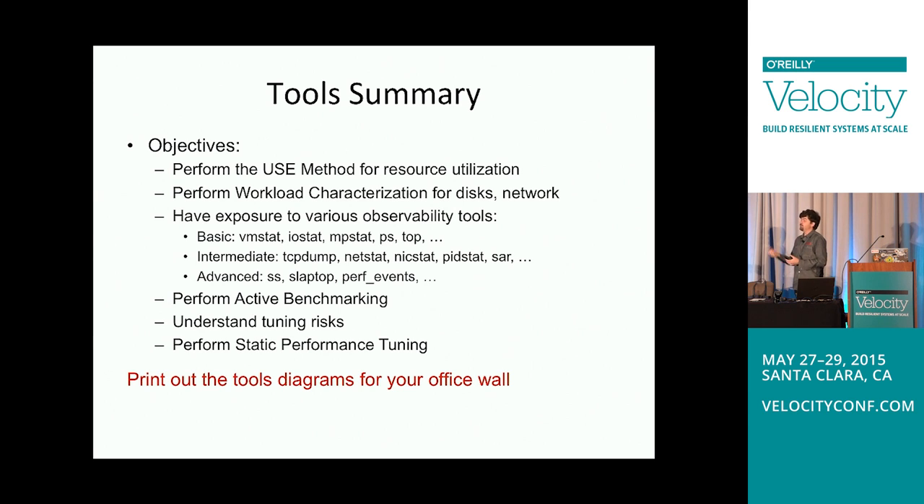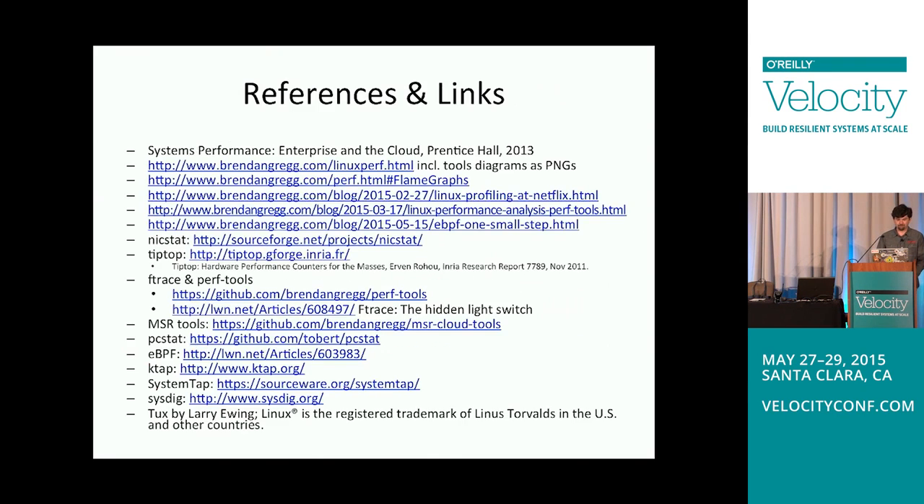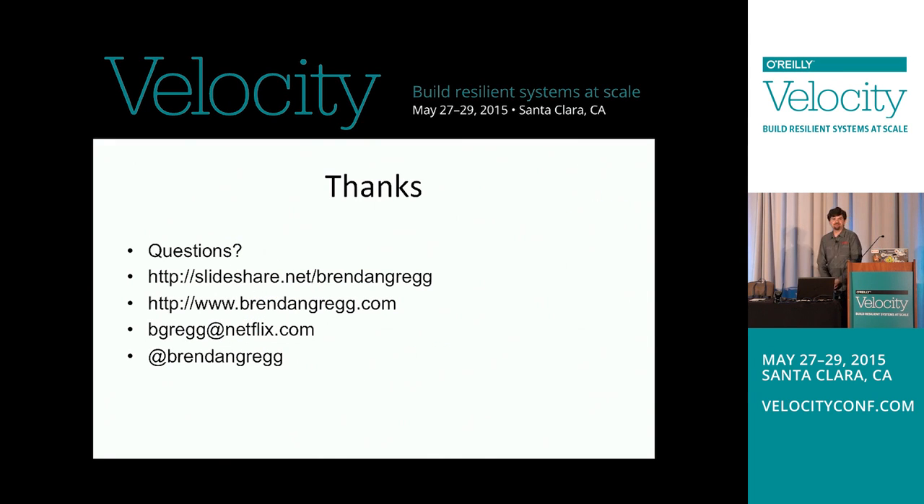Tool summary: being able to do the USE method and workload characterization method, and being aware that many other things exist. And if you forget, print out those tools diagrams, because I do. And then profiling and tracing summary. CPU flame graphs are awesome for analyzing issues. Have awareness that a lot of these things exist for if you need to get into the kernel or applications at a low level. And hopefully I've turned some unknown unknowns into known unknowns, which is better. You may not be able to walk out of this and use Ftrace yourself, but you know it exists, and you know that this information is there if the time comes. And so that's my talk and tutorial. Thanks.